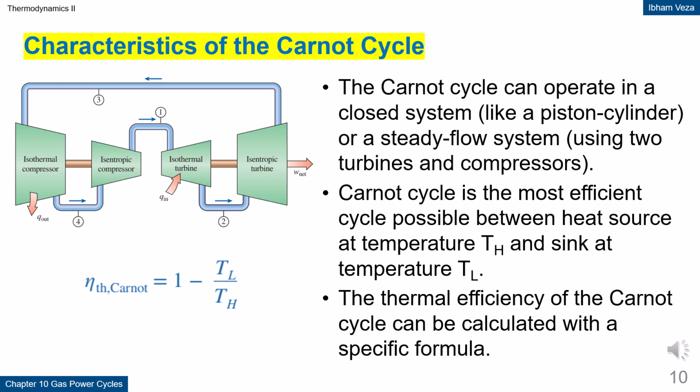Characteristics of the Carnot cycle. The Carnot cycle can be applied to both closed systems and steady flow systems. Its efficiency depends only on the source temperature and the sink temperature. This relationship is expressed by the formula eta_th = 1 - TL/TH. No other cycle can exceed this efficiency at the same temperature limits. Therefore, Carnot is used as the upper performance bound for all heat engines.